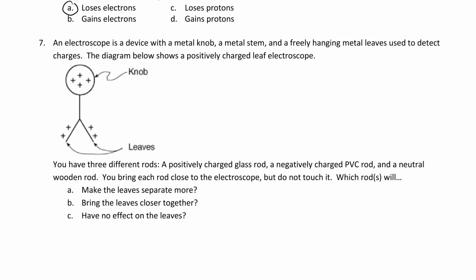You have 3 different rods: positively charged glass rod, a negatively charged PVC rod, and a neutral wooden rod. You bring each rod close to the electroscope, but do not touch it. Which rod will make the leaves separate more, or bring the leaves close together, or have no effect? So here are your rods. You have glass, PVC, which is just plastic, and wood. You might have seen PVC before with plumbing, the plastic plumbing pipes, or in a classroom.